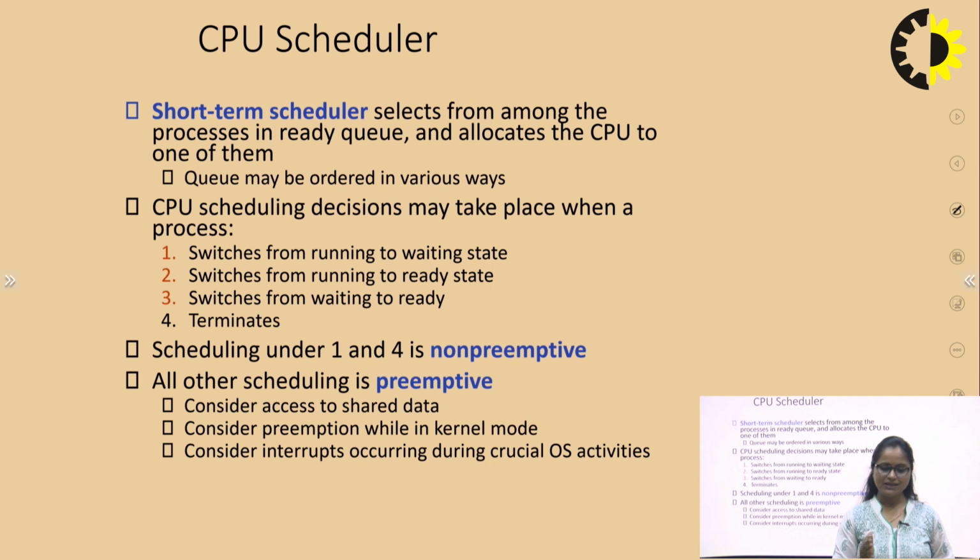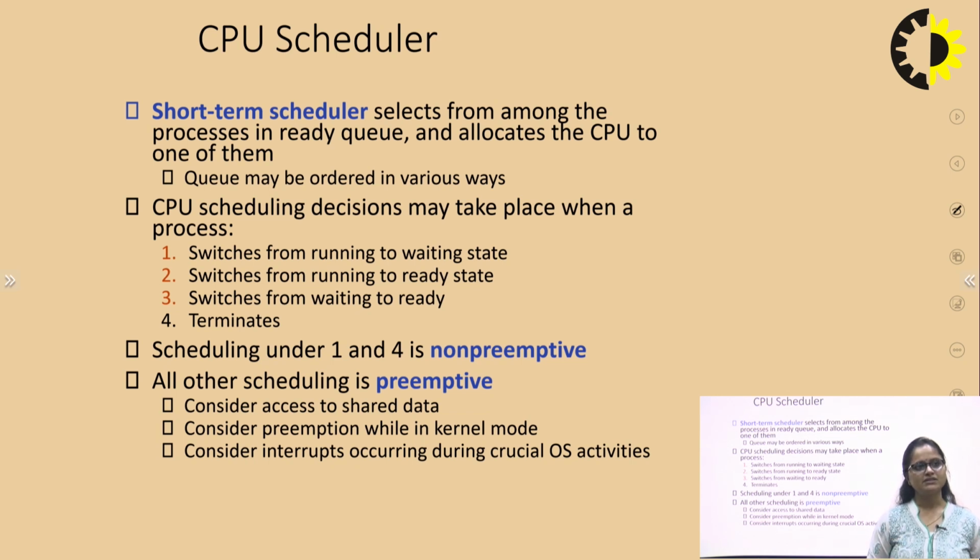So there are many programs which are ready to execute. Out of all the programs, the CPU allocates one program which is ready to execute. This work is done by the CPU scheduler, and it is also known as the short-term scheduler. The CPU scheduler decides which program has to be chosen, and which program is going to take the CPU.